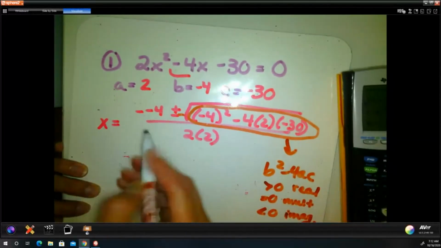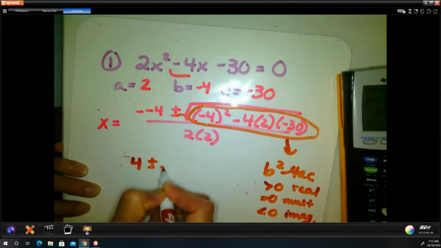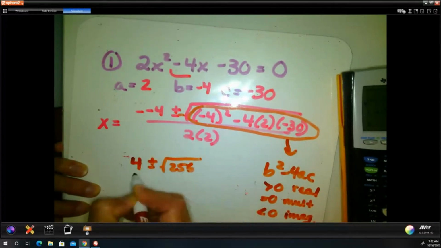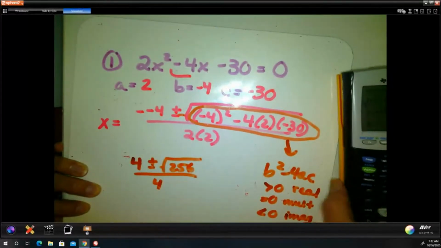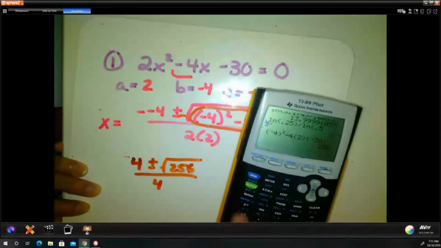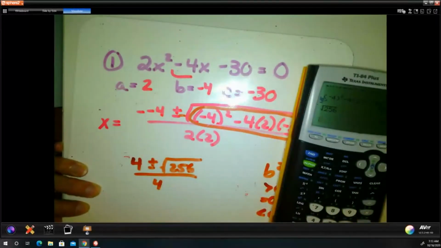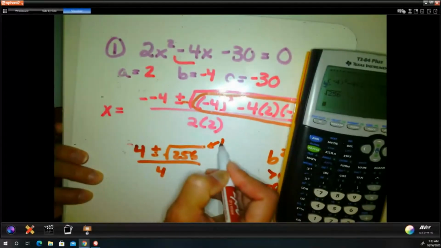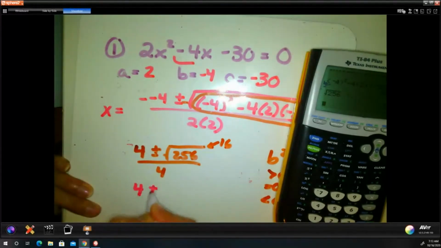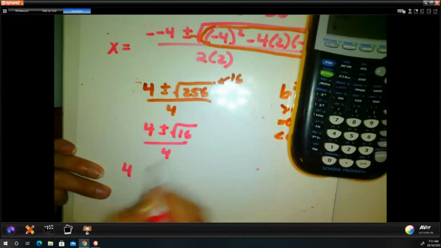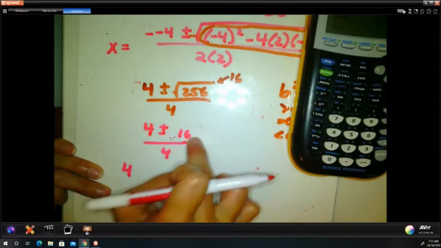So negative 4 is positive 4 plus or minus the square root of 256 over 2 times 2, which is 4. I'm going to check that 256 is a perfect square. If it's not, then I would have to reduce that radical, but I recognize that the square root of 256 is actually equal to 16. So my next step, I'm going to have 4 plus or minus 16 over 4.